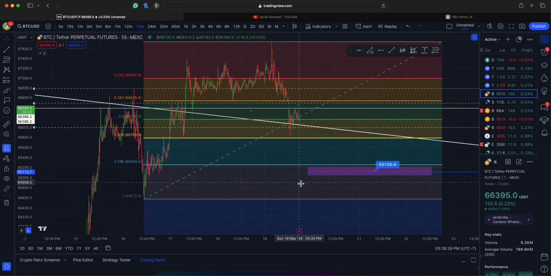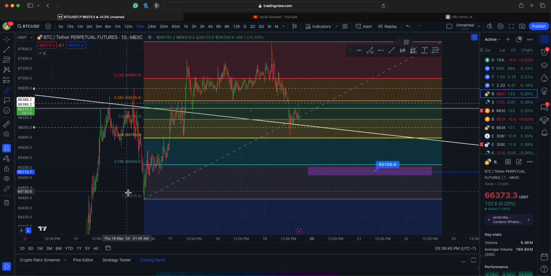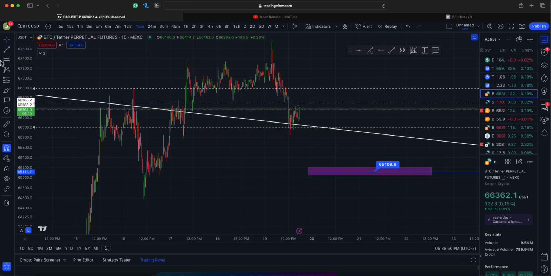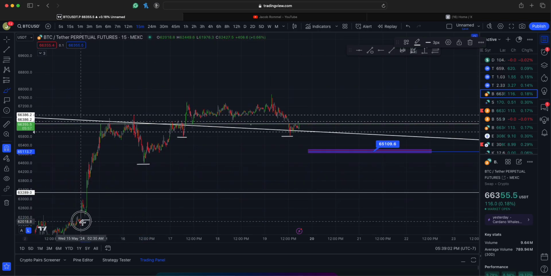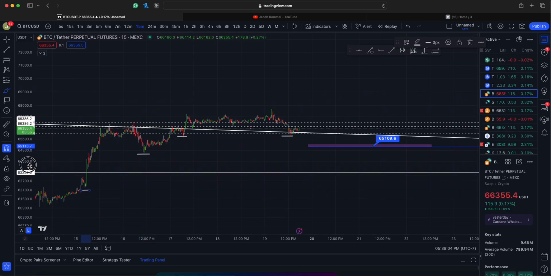You can also have a swing failure pattern where Bitcoin comes down, stops. Because here's the thing, guys, I want to show you something. The exchanges know where your stops are, okay? So here's the last low. So they're going to come down here and stop you out. Or here, okay? Down here is a low. Down here is a low. Down here is a low.